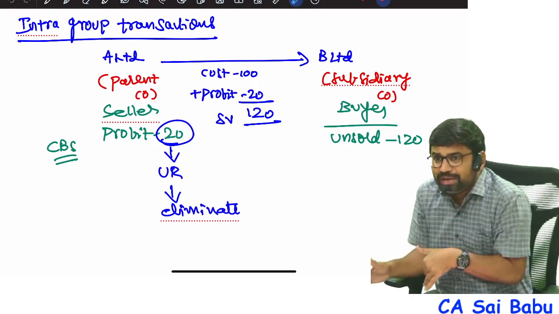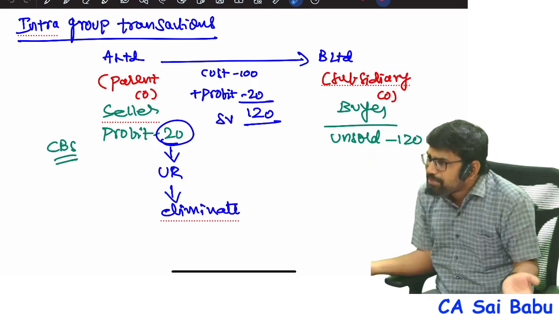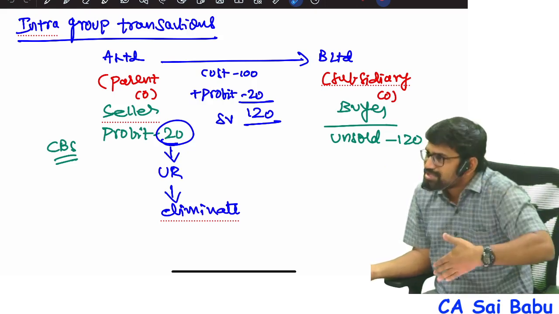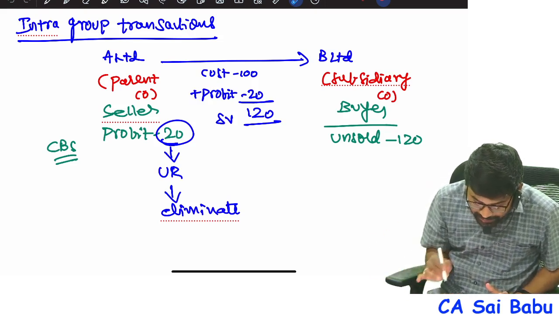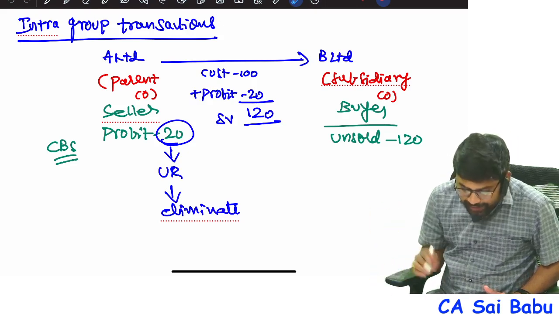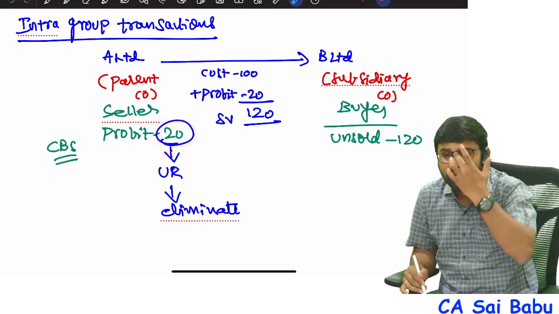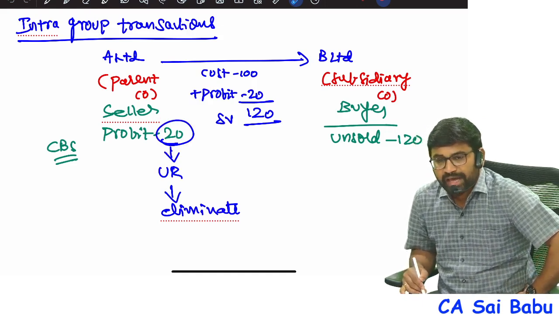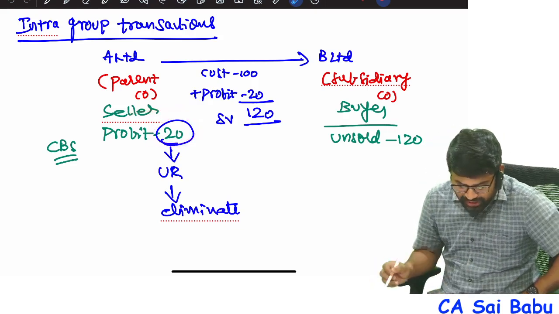From where will I eliminate? It is already there in the profits of the parent company. So reduce from the parent company reserves. In the parent company P&L account, this 20 rupees is there. So from the parent company P&L, you reduce this 20 rupees. The parent company's post acquisition profits, revenue profits, P&L account is there. From that you reduce this 20 rupees.